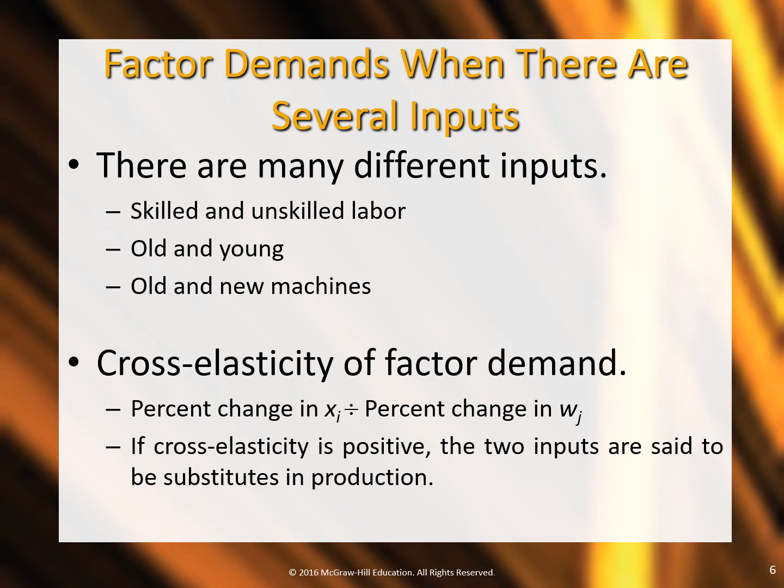It can be calculated by dividing the percentage change in Xi by the percentage change in Wj, where Xi is the demand for input i and Wj is the wage of input j. If cross-elasticity is positive, the two inputs are said to be substitutes in production.